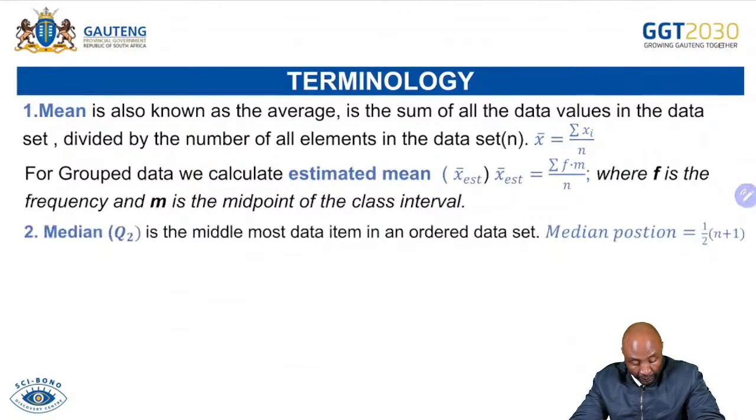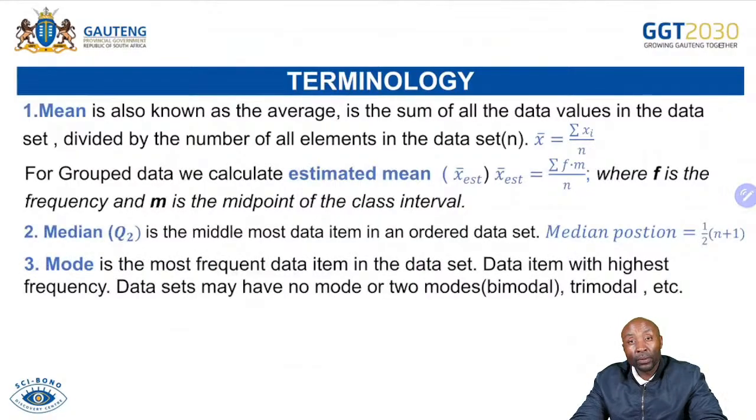And then our median, this is the middlemost data item in an ordered data set. In other words, we need to first of all arrange our data items either in ascending or descending order, and it will make more sense to arrange our data items in ascending order from smallest to biggest. Then we are able to determine the middlemost data item. And to get the position, it is half of n plus 1. That will give us the position. It won't give us the median, but it gives us the position for the median.